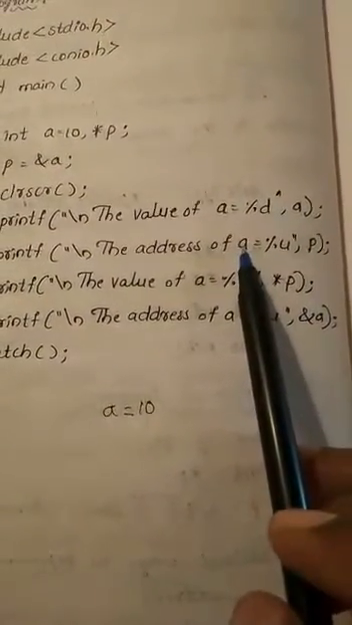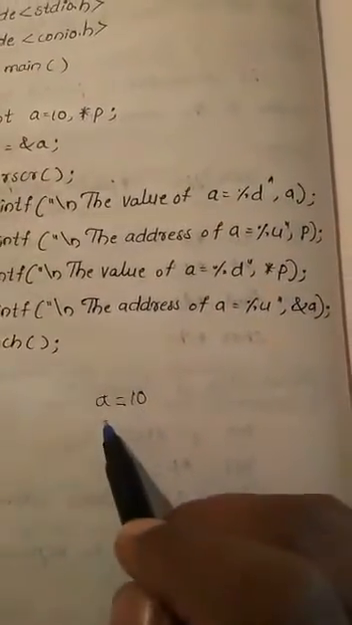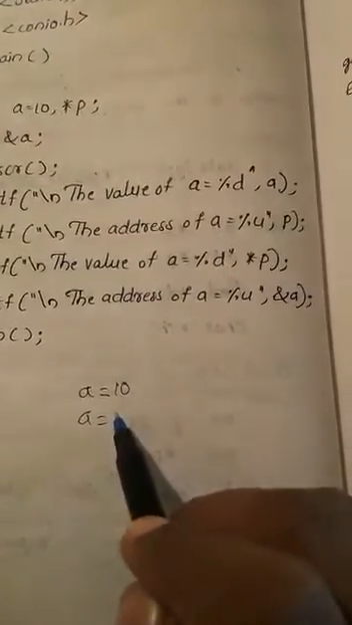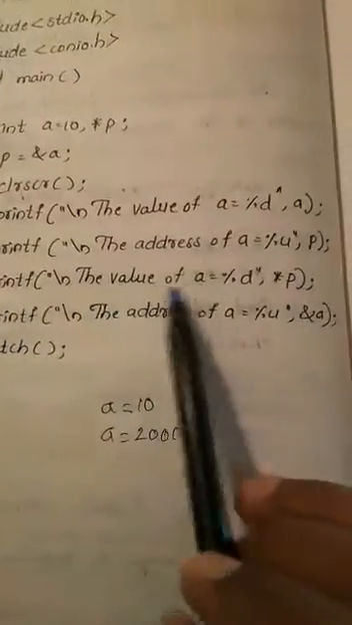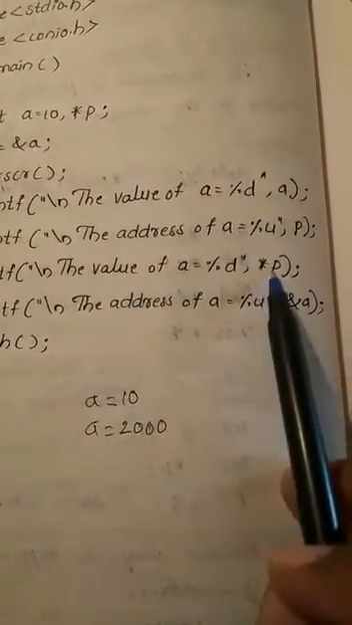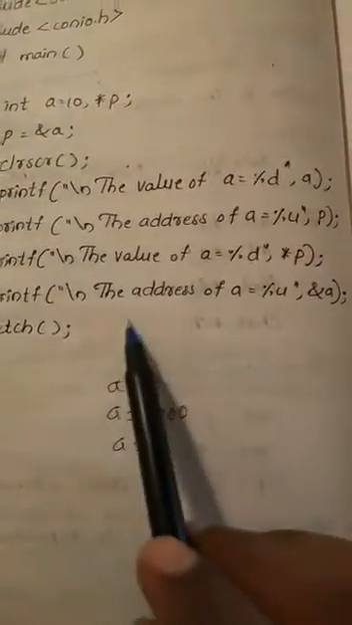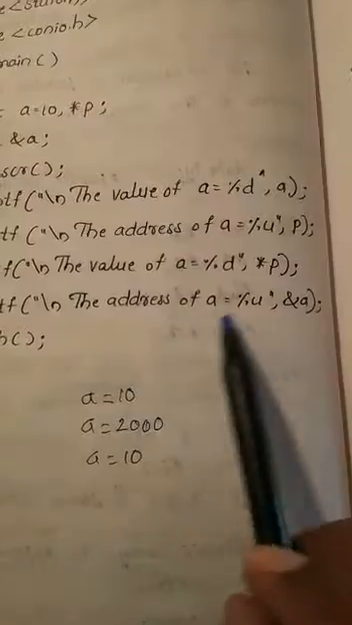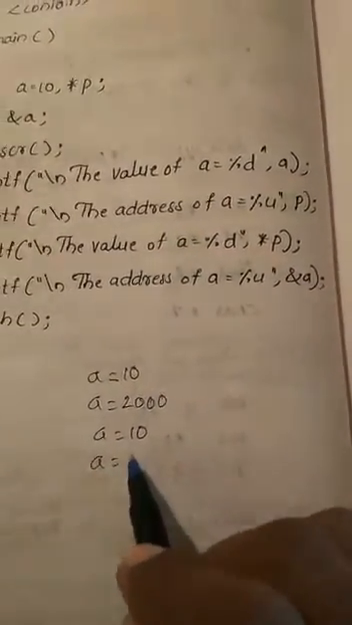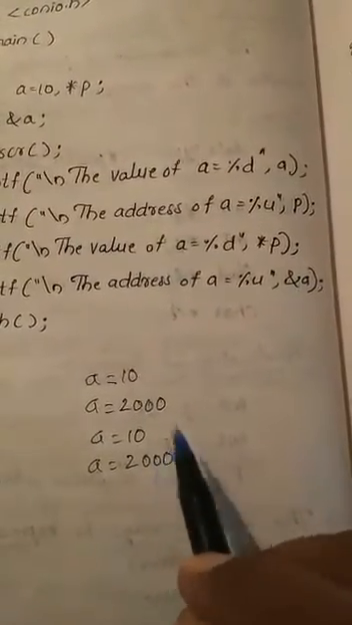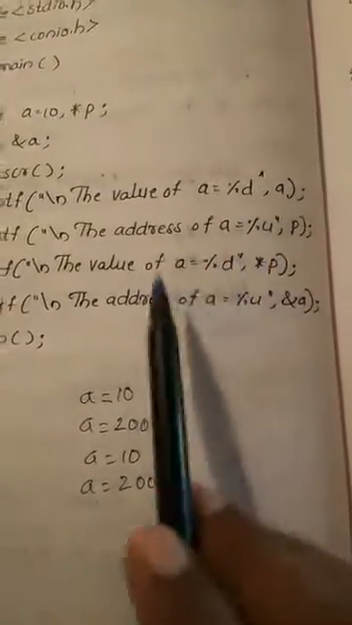Next, printf the address of a. Suppose you want to print the address value, so directly write p. For example, the address is 2000. Next, printf the value of a using star p. If you write star p, the value will be printed again. Next, if you want to print the address of a again, you can write it like this also: address of a. What is the address of a? 2000. So there are various ways to represent a pointer.